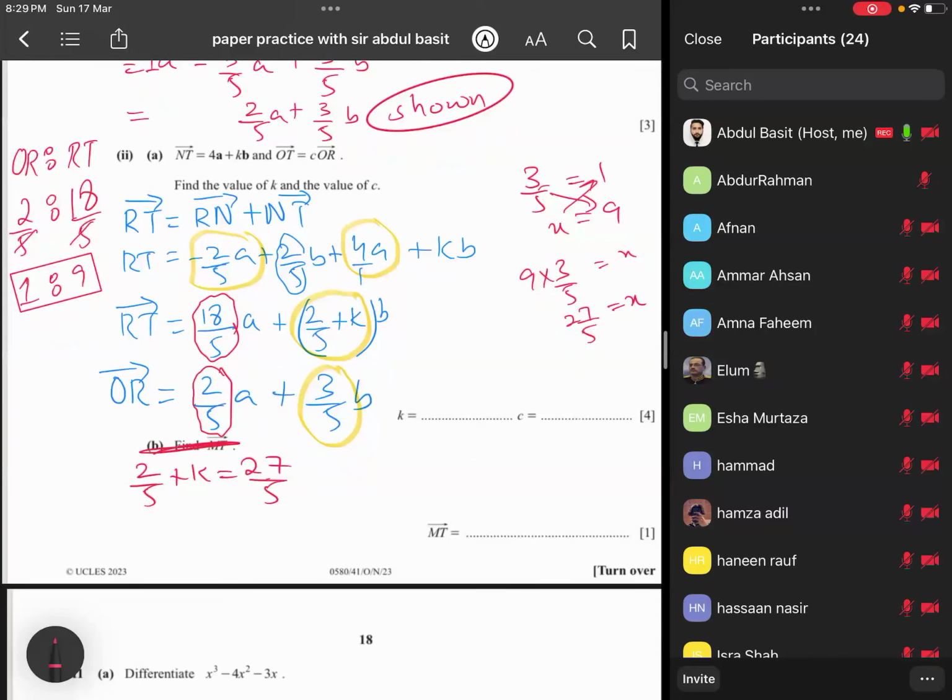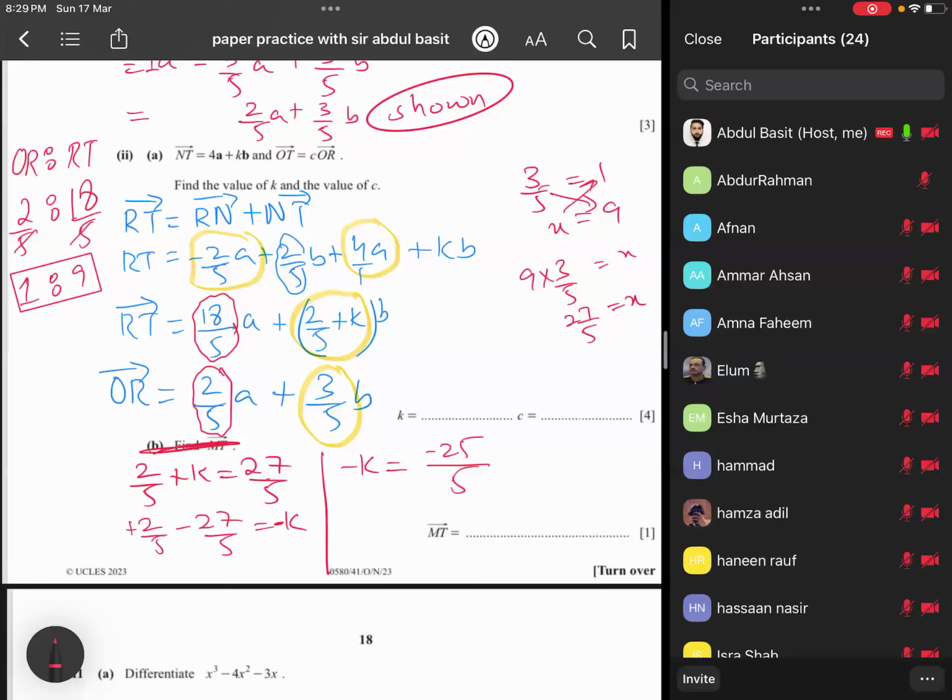Agree or not? Let's find out what is the value of b. We need to find the value of b, because it should be equal to 27/5. So we need to find the value of k here. First of all, 2 by 5 minus 27 by 5 is equals to k minus k, sorry. So minus k is equals to what? Better please simplify this. Denominator is same.